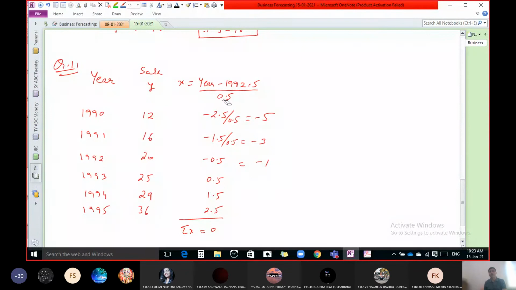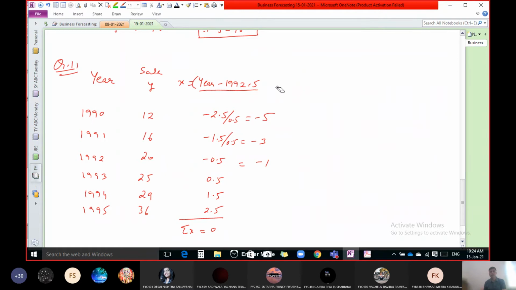Now we know that dividing by 0.5, this 0.5 you can write as 5 divided by 10. 0.5 is nothing but what? 5 divided by 10, and 5 divided by 10 is nothing but 1 by 2. So divide by 1 by 2. But dividing by 1 by 2, if we take 2 in numerator, it is nothing but multiplying by 2.